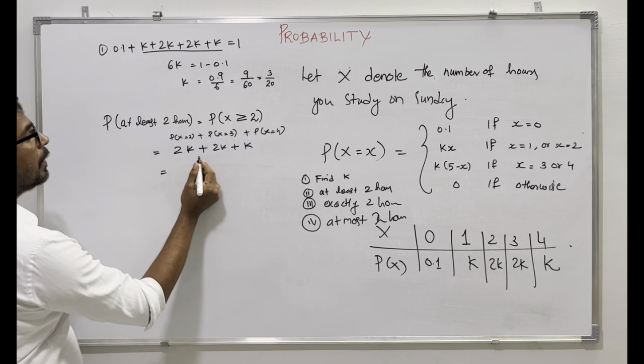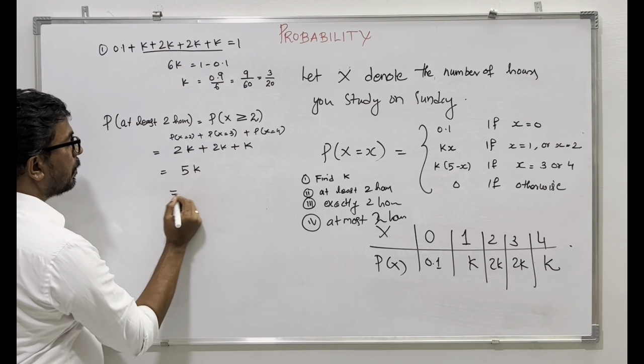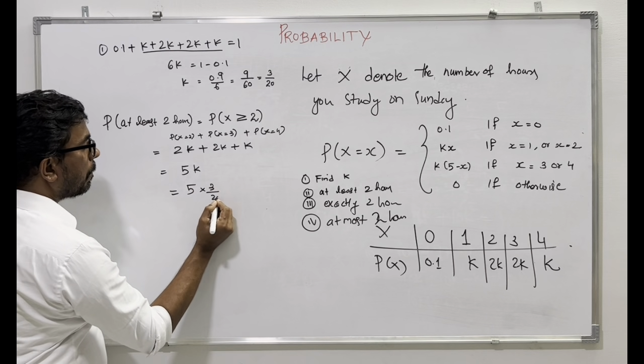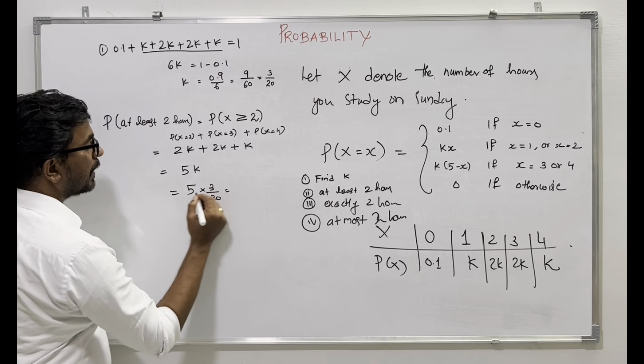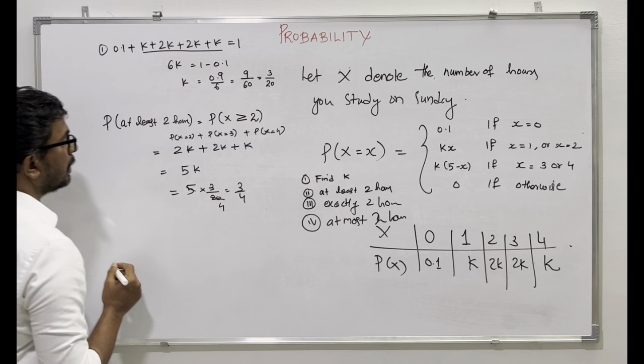So this will become 5k. 5 into k value we know, that is 3 by 20. So you can cancel, you will get 4 here. So 3 by 4 is the answer.